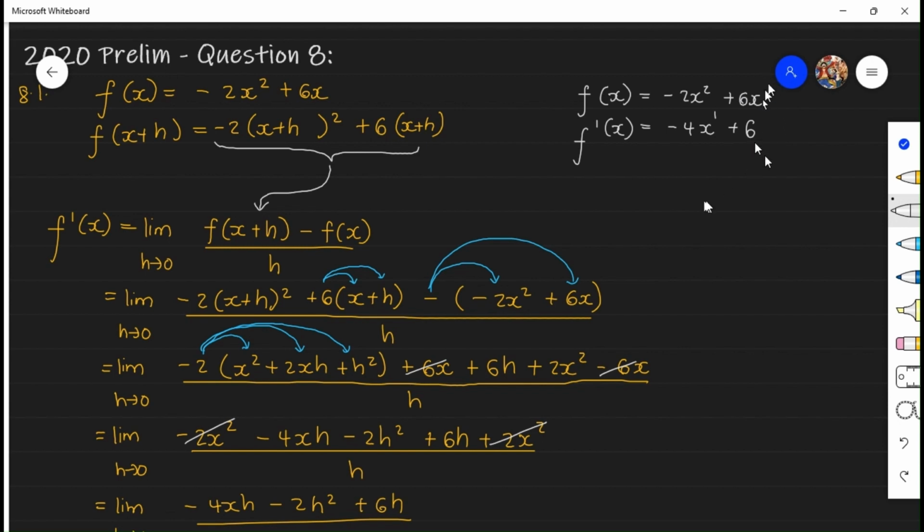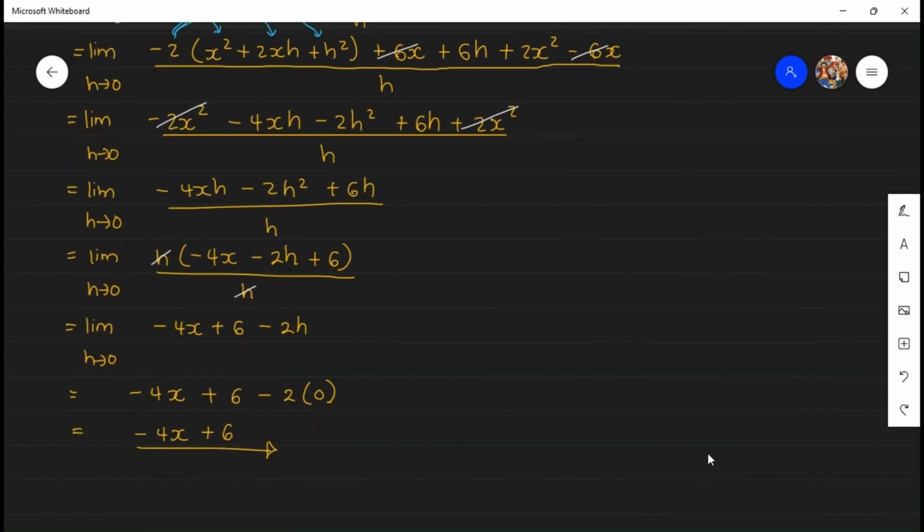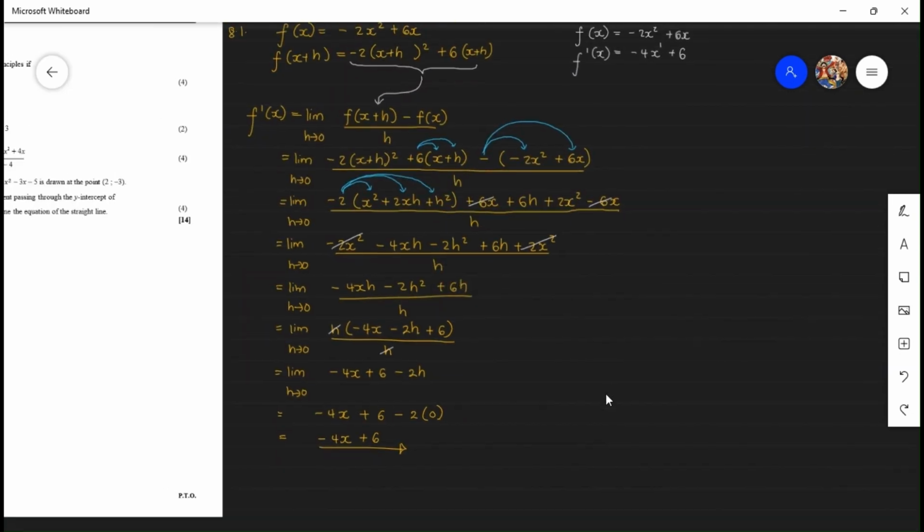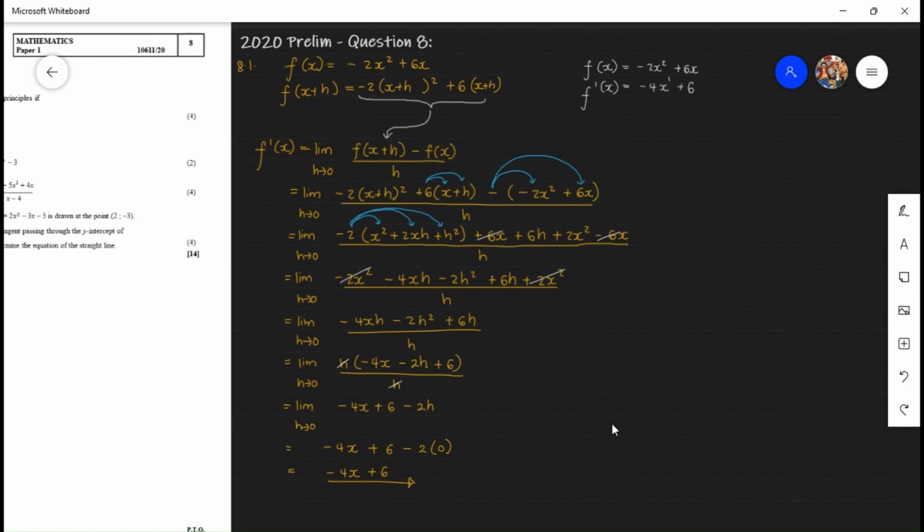From there, we subtract 1 from the exponent, so x to the power 1 minus 1 is going to give us x to the power 0. We know x to the power 0 is 1, so that will be 6 times 1. 6 times 1 is 6. So that will then give us negative 4x plus 6. Let us see if we have that answer. Yes, we do. So we can now confirm that our answer is correct. Let us now move on to question 8.2.